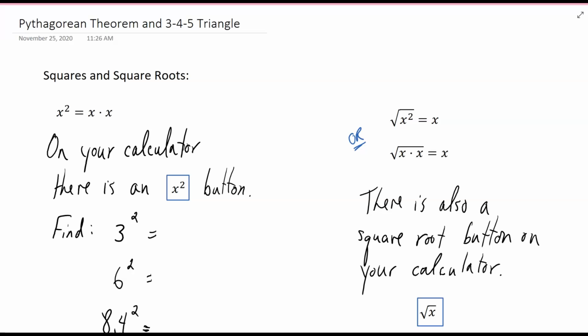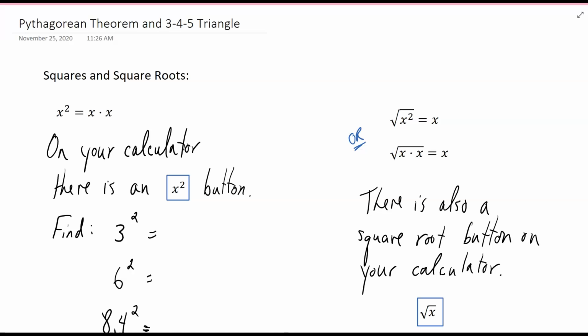In this video, we're going to take a look at the Pythagorean theorem and the 3, 4, 5 triangle and its uses. Before we study the Pythagorean theorem, it's important to have the skills to talk about squares and square roots. So what is a square?